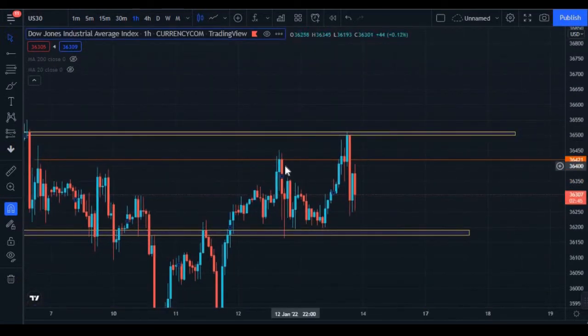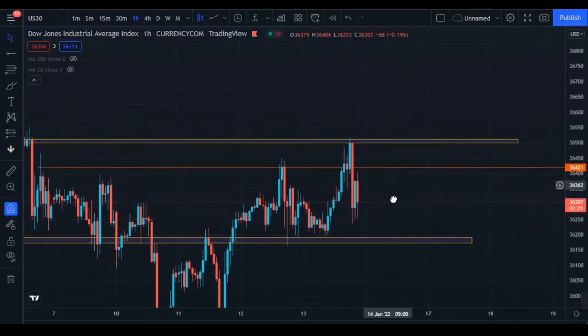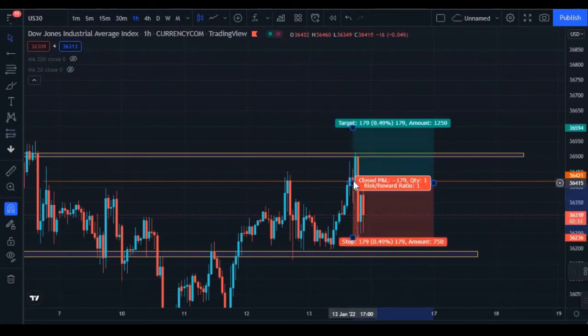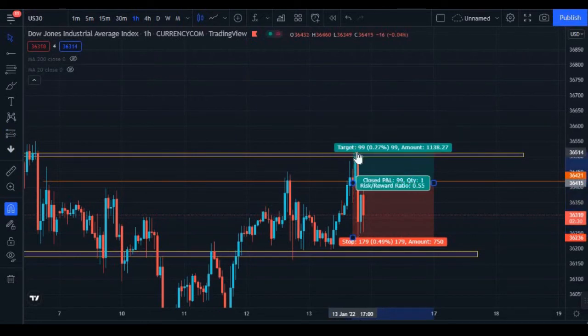As you can see, I did draw this line over here, which was my area of value, right? So the move that I took wasn't the initial move. The move that I took was this move over here, right?